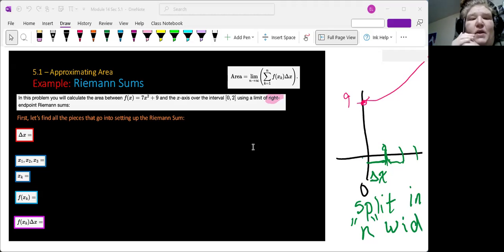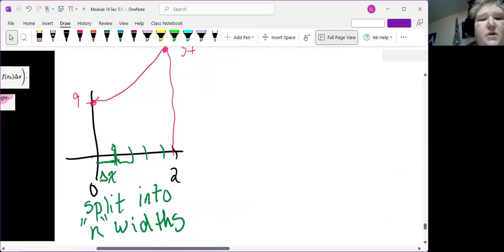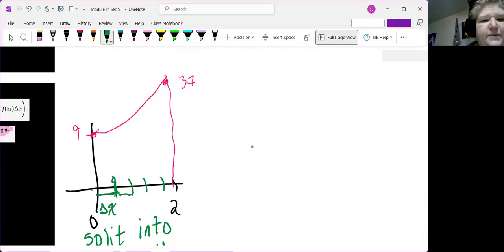All right. So when we are finding the area under a curve, in this case, it's described as the area between the function and the x-axis, over the interval from 0 to 2, those are x values, and they ask for right endpoint Riemann sums. Okay. So over here, I sketched a picture of the graph. There's our function up top, and then I just put some arbitrary number of tick marks.